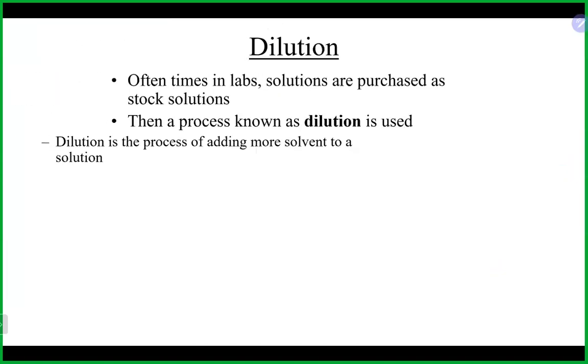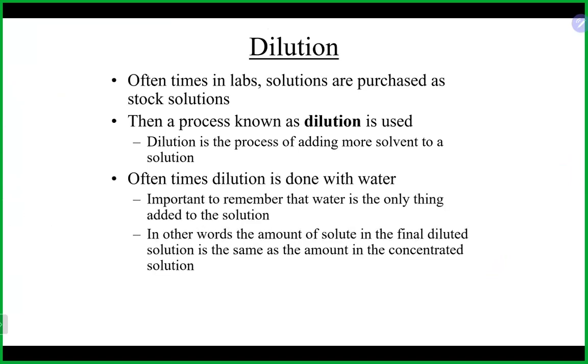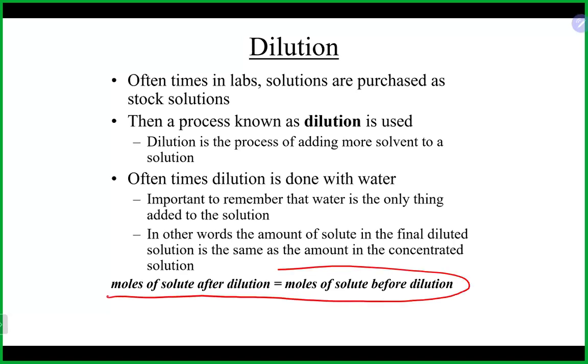All right, the next thing we're going to talk about is dilution. Dilution is the process where we take a solution that is more concentrated, has a lot more solute dissolved in it, and typically we add more solvent to it, like water, and that will lower its concentration. Now, when we do a dilution, because we're only really adding water or a solvent, the moles of the solute before and after dilution will remain the same.